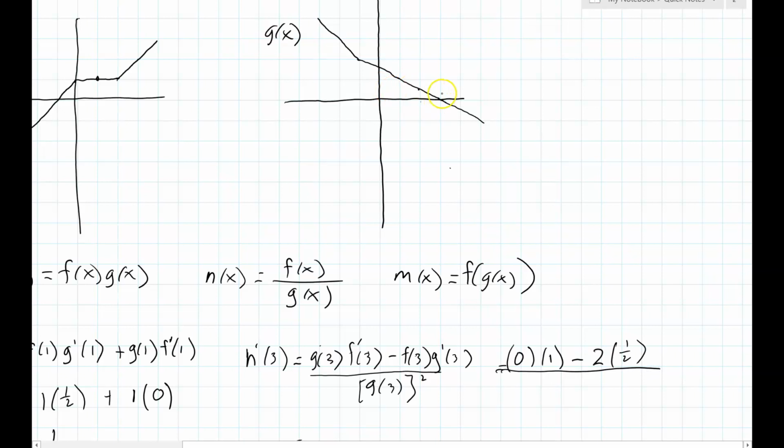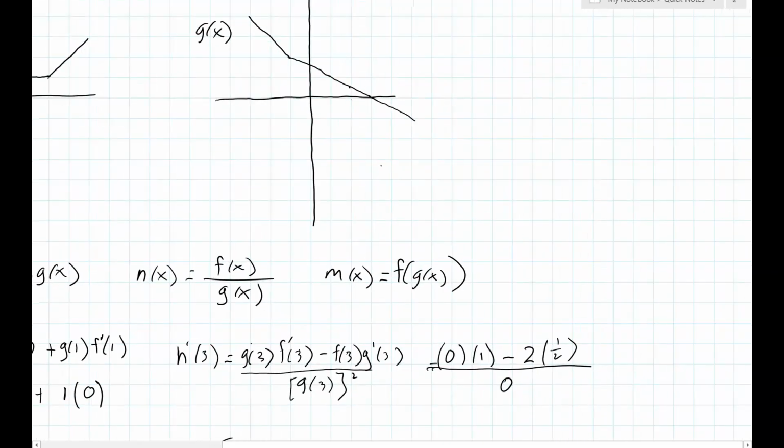Well, g of 3, once again, is 0, so that would be 0. So this is going to be 1 minus 1 over 0, which is actually undefined again. Wow, everything looks like h is destined to be undefined. Okay. So there's an example of product rule, quotient rule.